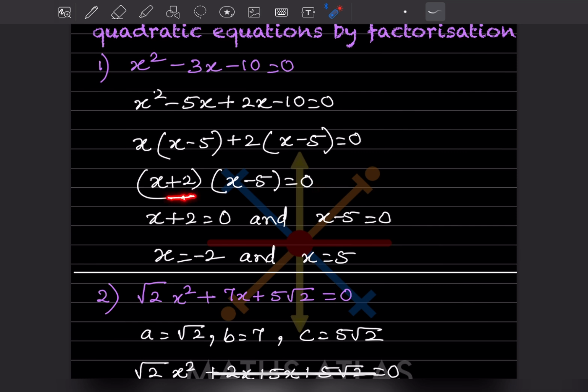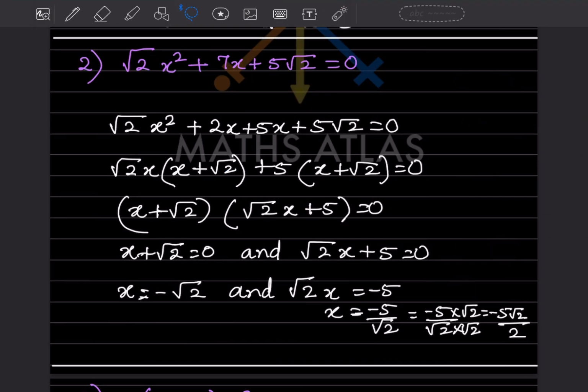So now this is equal to 0 or this is equal to 0. So what will you do? x plus 2 is equal to 0, x minus 5 is equal to 0. So this will go on the other side, that is going to be minus 2, and this is going to be x is equal to 5. Now let us see how to solve the next one.